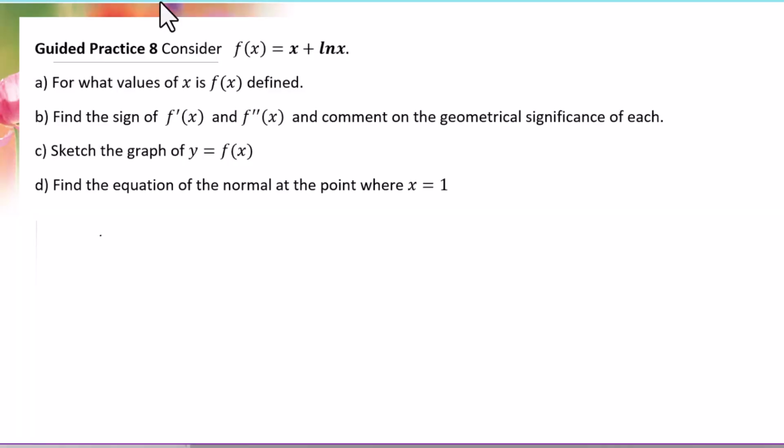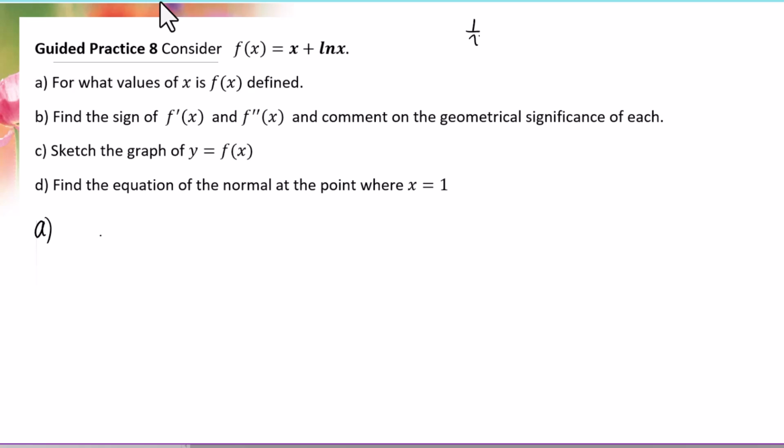Detail practice 8. Consider f of x equals x plus natural log of x. A. For what values of x is f of x defined?